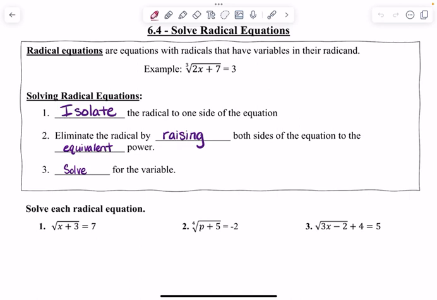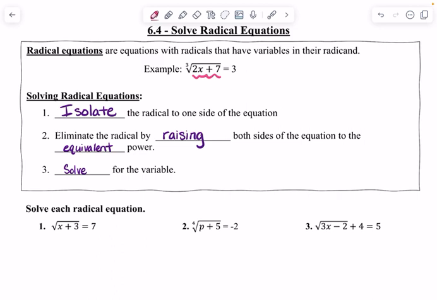So when you have radical equations, those would be equations with radicals that have variables within or underneath that radicand, or underneath the radical. So in the radicand, you've got your variable. For solving these, if you've got something else over with the radical expression, you want to isolate that to just being the only thing on the one side of the equation.